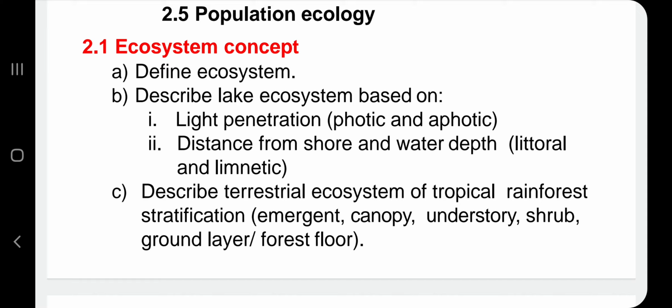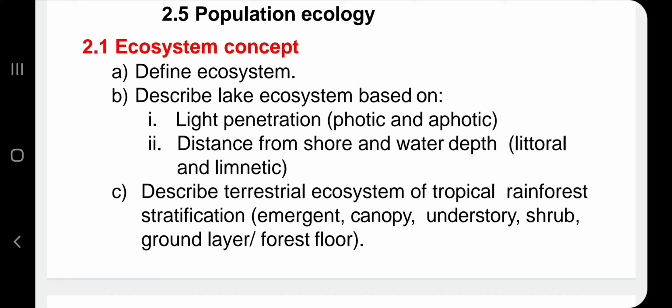For learning outcome C, which is to describe terrestrial ecosystem, we don't want to focus on zones in the tropical rainforest. We want to focus on stratification, in other words, layers. So for the tropical rainforest specifically, we have 5 layers, starting from the highest layer, which is emergent, going down to canopy, then understory, then shrub, and the last layer, which is the ground layer or forest floor.